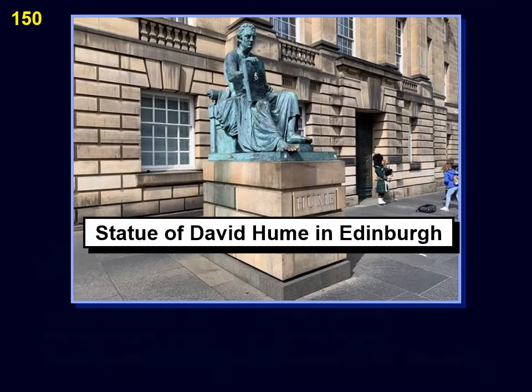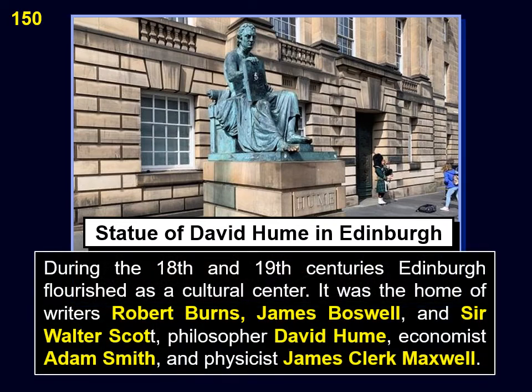During the 18th and 19th centuries, Edinburgh flourished as a cultural centre. It was the home of writers Robert Burns, James Boswell, and Sir Walter Scott, philosopher David Hume, economist Adam Smith, and physicist James Clerk Maxwell.